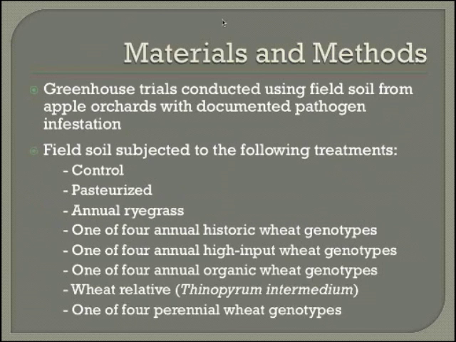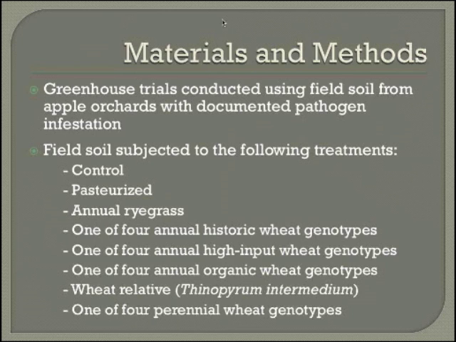And so we collected soil from orchards here in Washington State that were infested with these pathogens, and we did some greenhouse trials. We had the control pathogen. We used an annual ryegrass that tends to be used a lot for disease suppression. And we selected 4 random annual historic wheat varieties. So these were varieties that were selected prior to the widespread use of agrochemical fertilizers and pesticides that are being used in the organic breeding program. And then we had 4 annual high input wheat genotypes. So these were varieties that had been selected recently under very high input conditions.